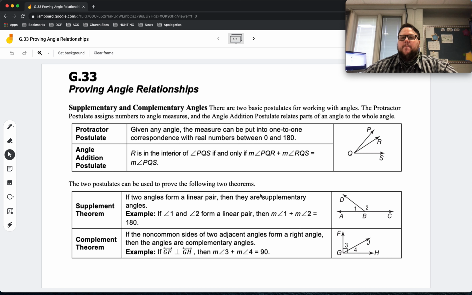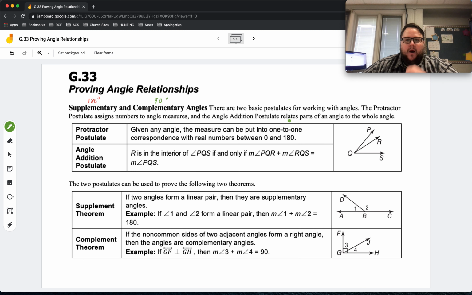What we need to remember is supplementary angles and complementary angles. And remember, supplementary angles add up to 180 degrees, whereas complementary angles add up to 90 degrees.